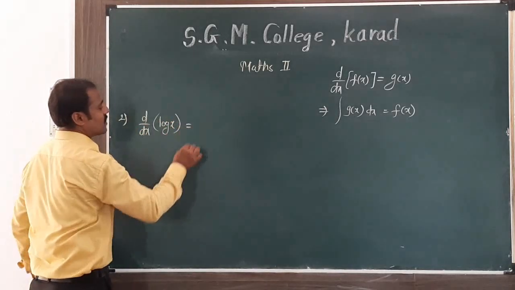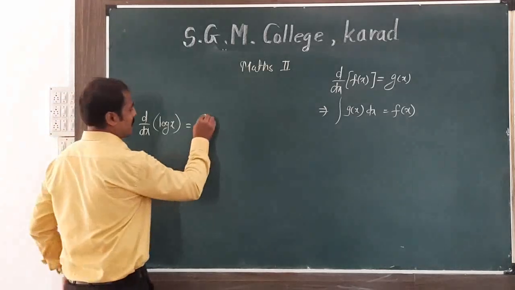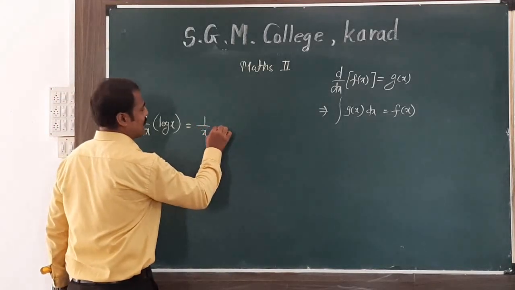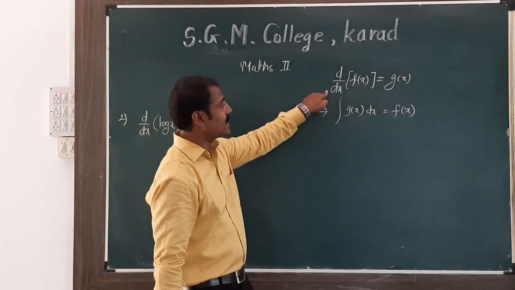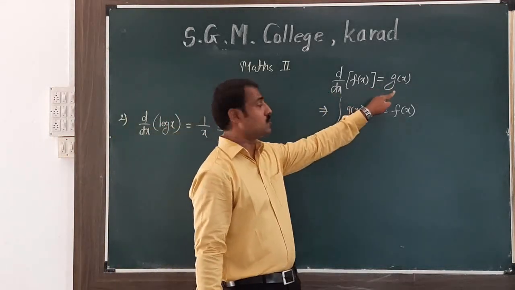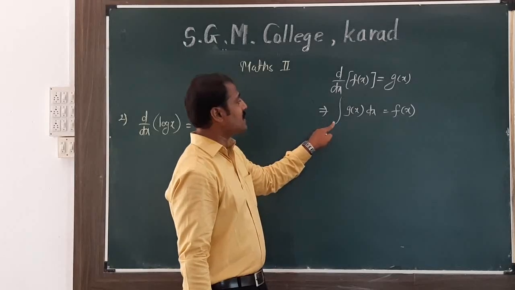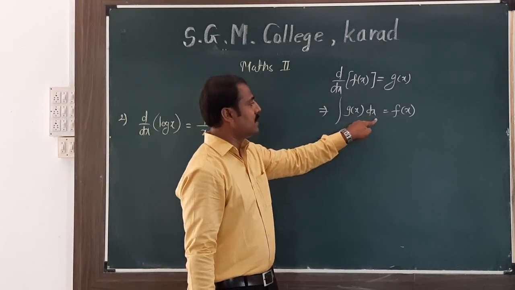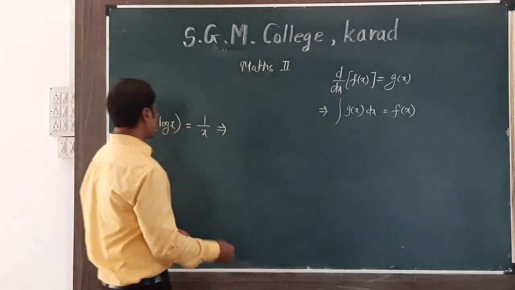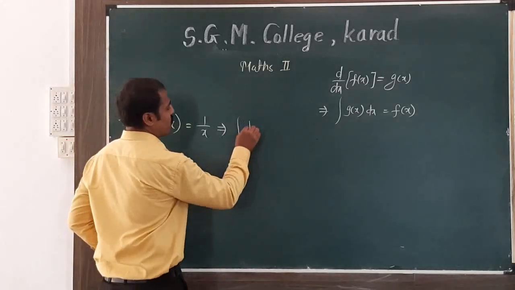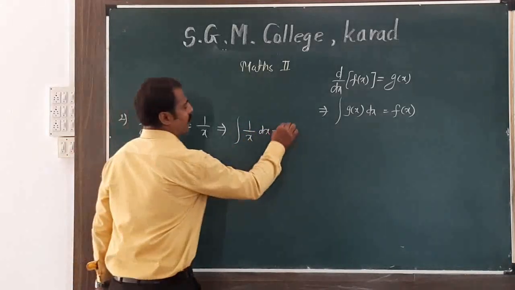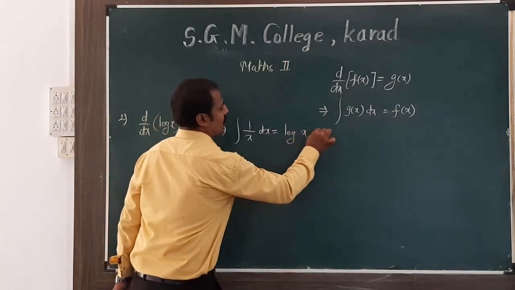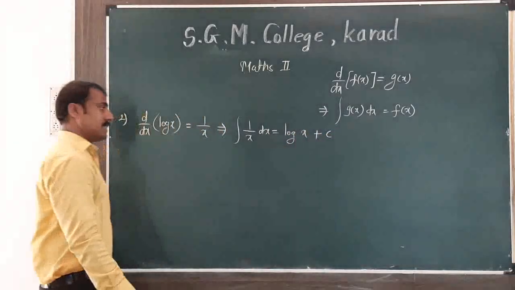Derivative of log x is what? It's 1 upon x. So it implies that, yes, use the definition of integration. If d dx of f of x is equal to g of x, this implies integration of g of x dx is equal to f of x. So integration of 1 upon x dx is equal to log x plus constant of integration c.